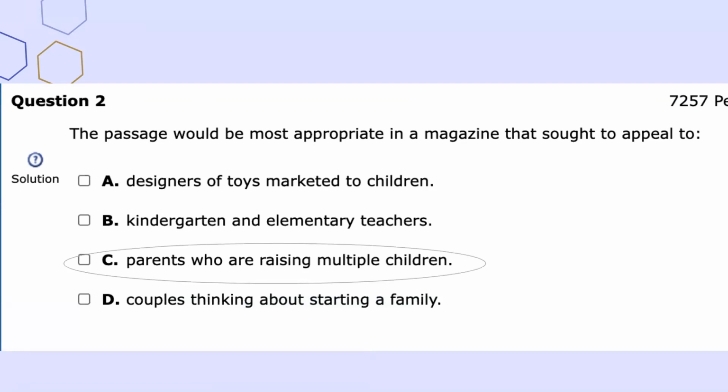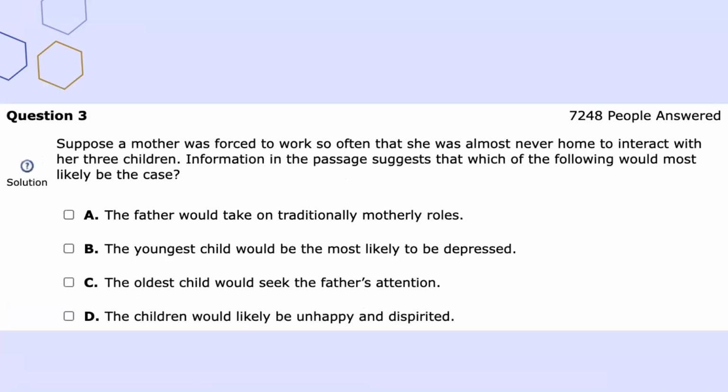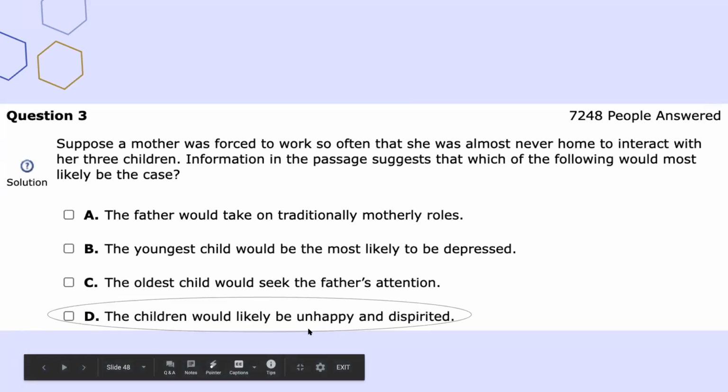This is applying the question from the passage. If you're raising multiple children, it would help to read the passage, because it discussed a lot about the different personalities of children and how they can differ based on age and when they were born. Okay, what about 3? What did you guys say for 3? D? Okay, yeah, we mentioned in the passage that without any maternal care, children can often become depressed. So that would lead to children being likely to be unhappy. Yep.